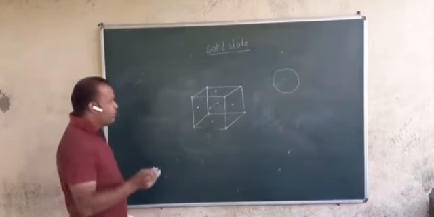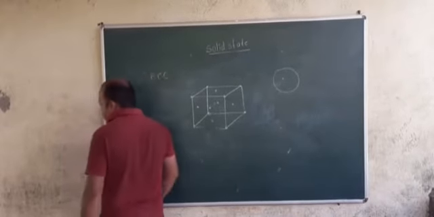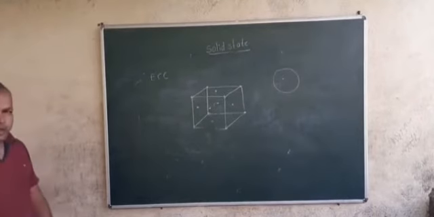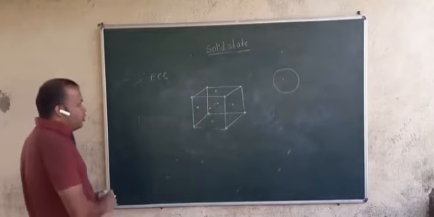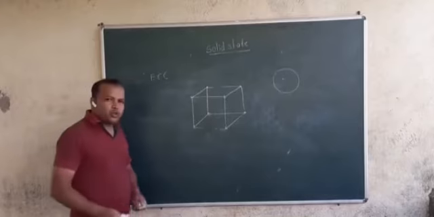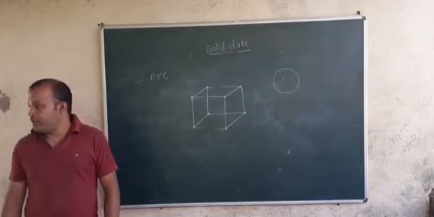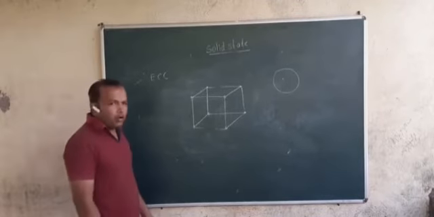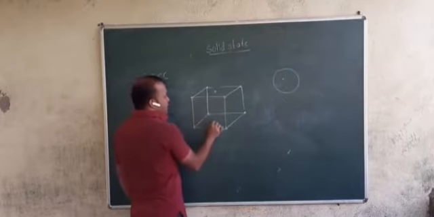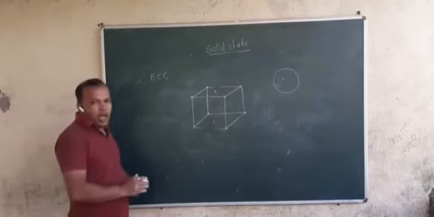Another one more we have, that is end center cubic crystal. What is this end center cubic crystal? 8 constituent particles at 8 corners and 2 at the end. 8 constituent particles are at 8 corners, 2 on the opposite faces. So this is the upper face and this is the down face. Okay students, again we'll repeat.